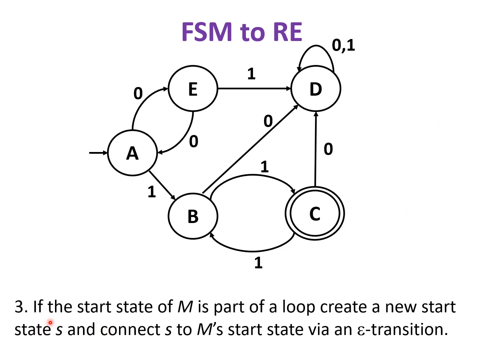In the third step, if the finite state machine's start state is part of a loop, then we are supposed to create a new start state S. Here start state A is part of a loop, 0, 3, again 0, back to A. So since it is part of a loop, we create a new start state S with an epsilon transition to the old start state A.